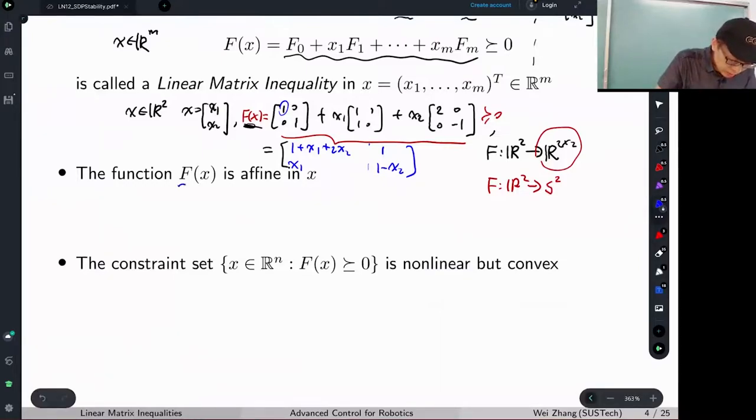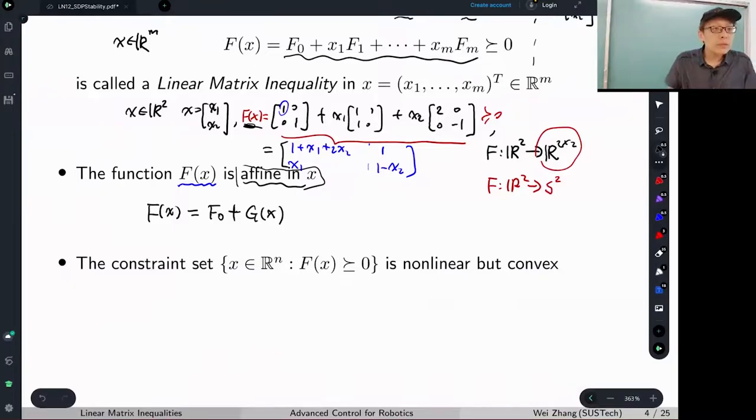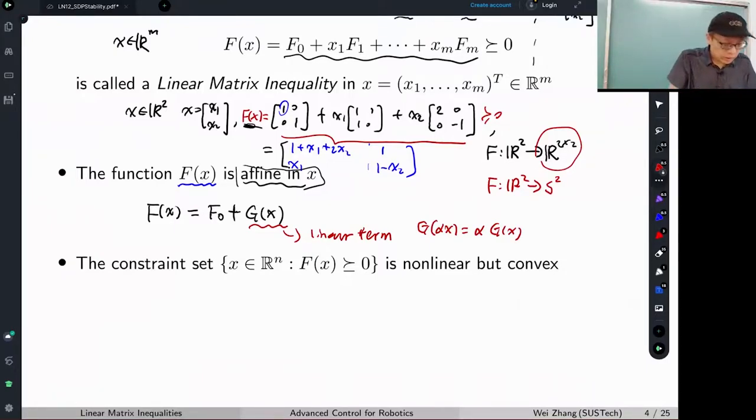Okay, so this function defined above, I'm going to say this function is affine in x. Does this make sense to you or not, Yuhan? Yes. What does affine mean? We introduced it before. That means you can write a constant term plus a purely linear term, and this linear term satisfies g of alpha x equal to alpha g of x. So this is affine in x.